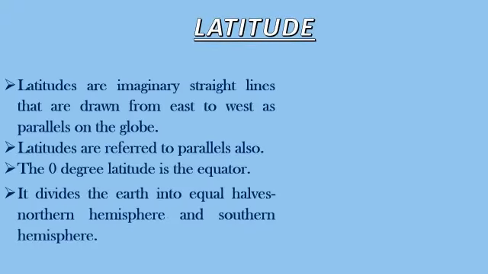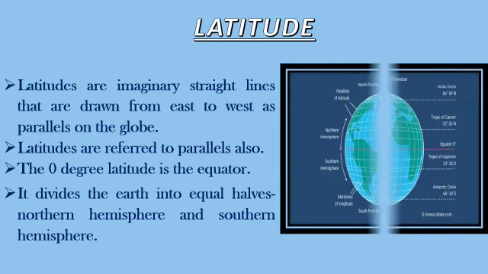Latitude. Latitude is the angular distance of a point on the Earth's surface measured in degrees from an imaginary line named the equator, which lies midway between the poles. The latitudes are parallel to each other, therefore they are also referred to as parallels.